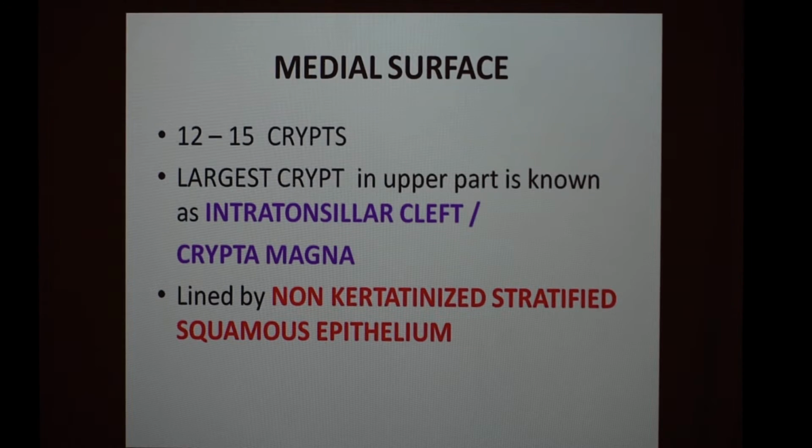Now this crypt is important because sometimes, after intake of food, after a few days, we find that there is some material impacted inside on our tonsil. That impacted food particle in the tonsil is present within the intratonsillar cleft. That's why it is very important, and the food particle can also be removed from that cleft.